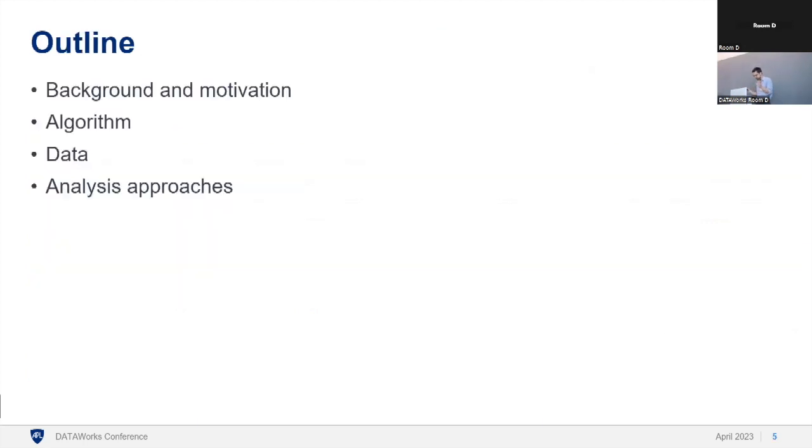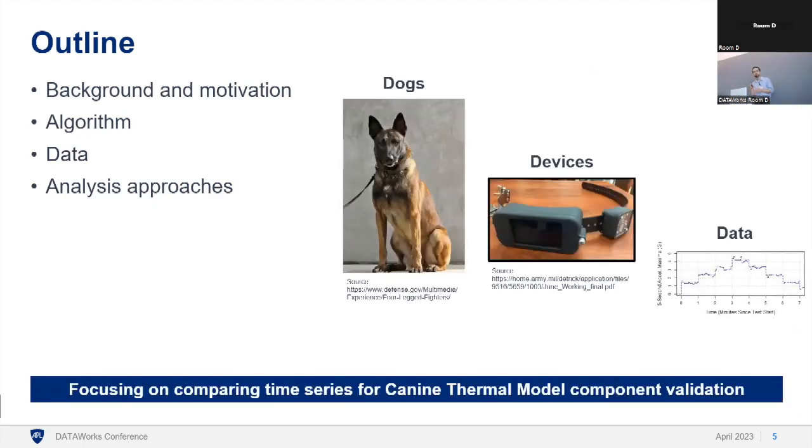Within this objective of trying to streamline our test process, I'm going to give some background on the canine thermal model, which is what we call our device, how it originated, some details on the underlying algorithm, and the data that we're collecting as part of our in-house test to ensure that that component is measuring what it should measure correctly, as well as some ideas on how we're analyzing the data. And again, that'll be the meat of the presentation. So ultimately, this amounts to dogs, devices, and data.